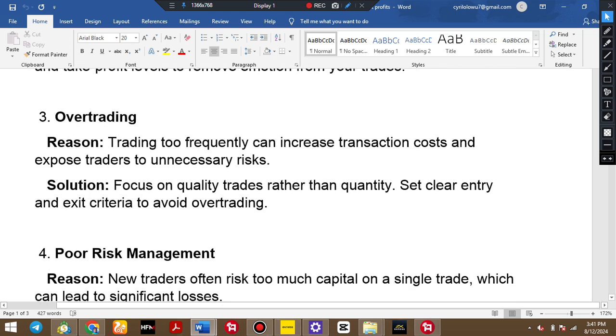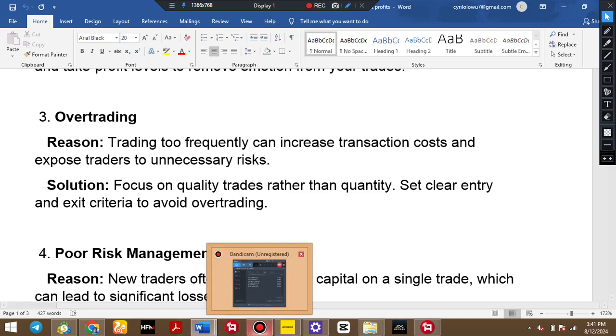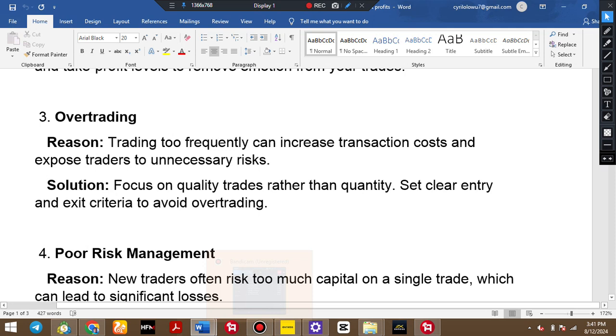Then number three, overtrading. Yes, there are some traders who have this habit of overtrading. All they do is focus on one time frame. So immediately their moving average crosses below, they take a sell. Once they make little profit, they close it. When it crosses above again, they take a buy.